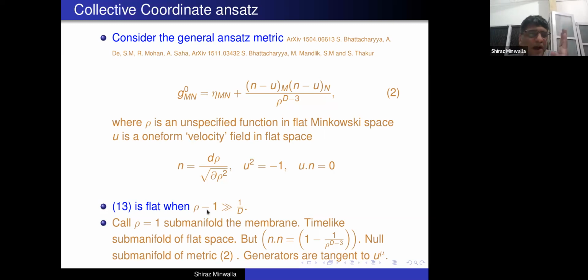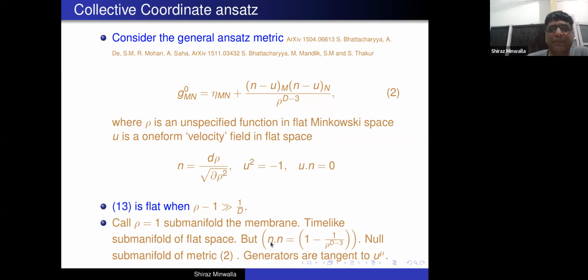Now, you see from this that rho equals 1 is somehow a special place in this metric. I'm going to call the submanifold of the spacetime where rho is equal to 1 the membrane. Now, one thing that's special about the submanifold rho equals 1 is that it is a null manifold of this metric. This is very easy to see.